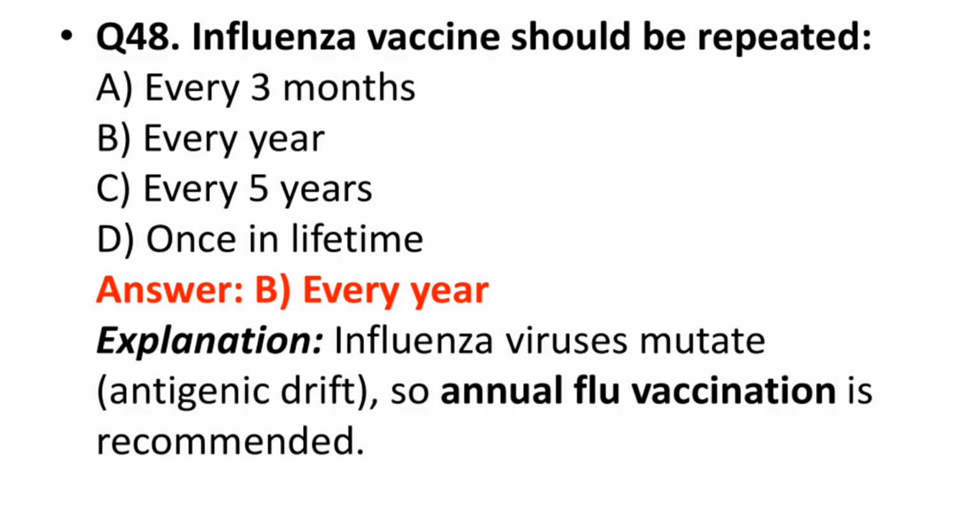Influenza vaccine should be repeated: option A, every 3 months. Option B, every year. Option C, every 5 years. Option D, once in a lifetime. The correct answer is option B, every year. Influenza viruses mutate, antigenic drift, so annual flu vaccination is recommended.